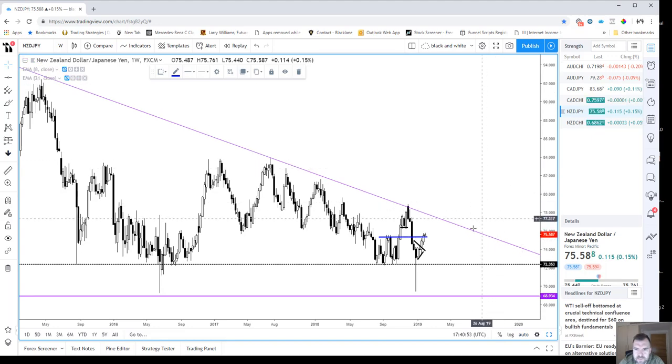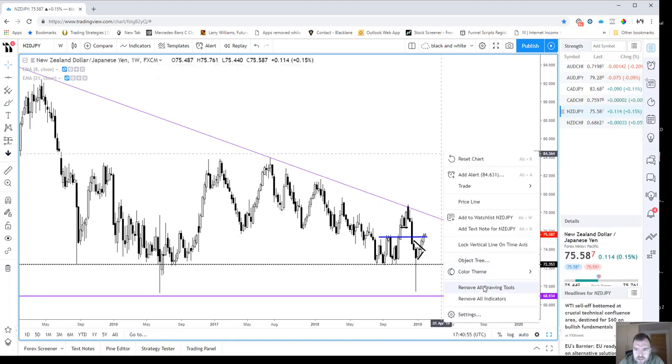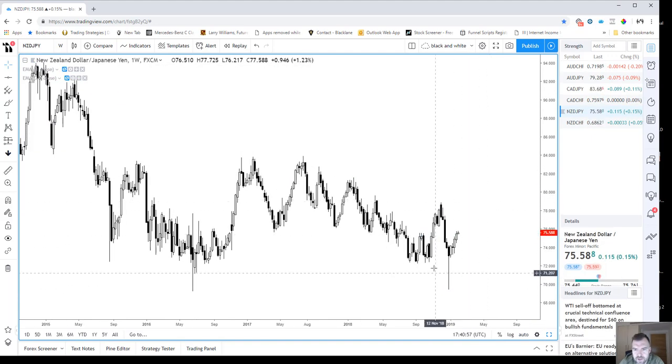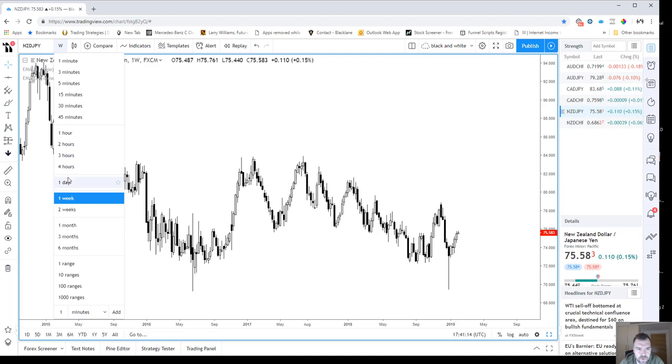Kiwi yen, this market, you know, we can see that there was definitely a base formed at 72.40 area with a nice false breakdown to the wick lows here, which it repeated. But we've got this short-term trend line. Market stuttering and stalling. It's not a very clear chart. You can see that on the weekly.